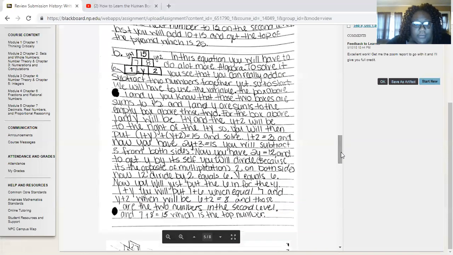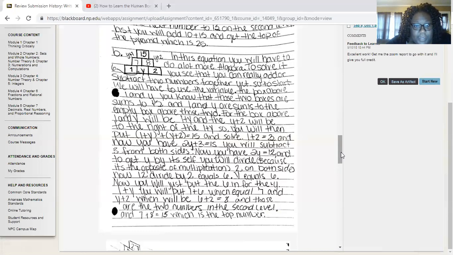Also with this one, it's a little bit more complicated. Well, I ain't gonna say a little bit, boy, it is complicated. In this equation, you will have to do a little more algebra, okay? So to solve it, you see that you can't really add or subtract two numbers together yet. So to start, we will have to use the variables in the boxes above, x and y. Let's use those variables. You know that the two boxes sum to 15, okay?